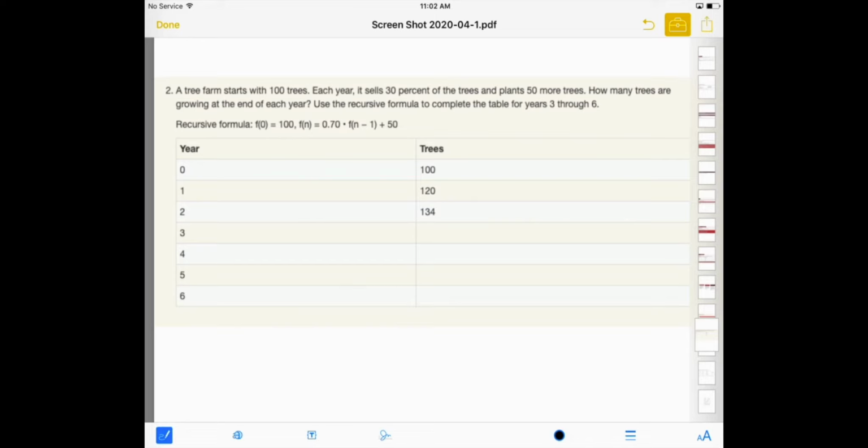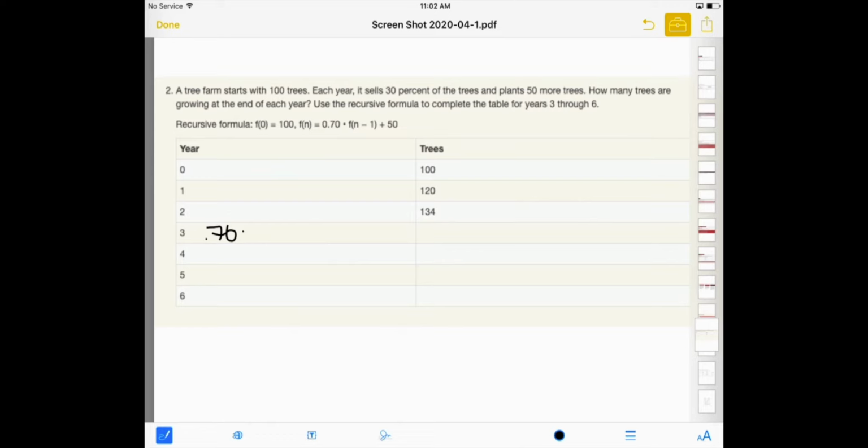So all I'm going to do here is start plugging numbers into the formula. So I'm going to start with my 0.70 times f of n minus 1. So what that means is if I'm looking for the third year, I need the one before that. So if I'm looking for the third year, I need the second year, and then from there I'm going to add 50.